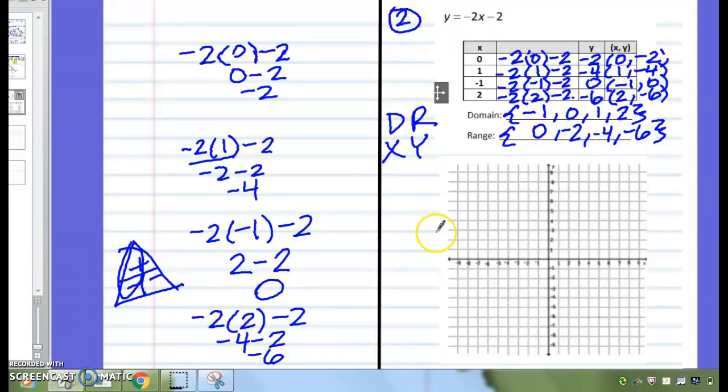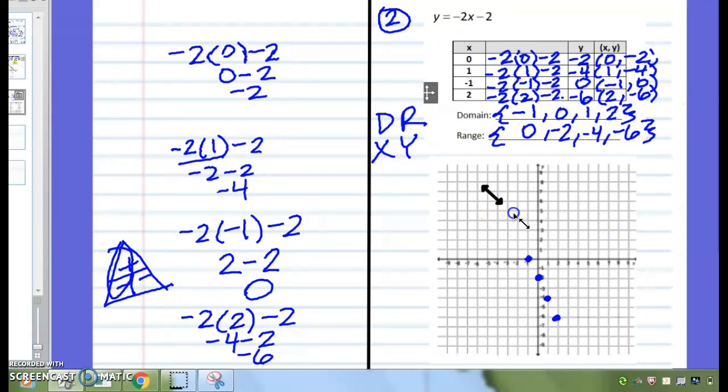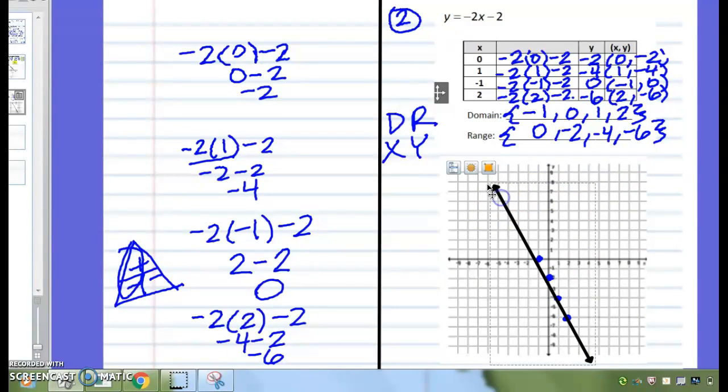So now we'll plot those points. And remember, if it doesn't form a line, we need to go back and check our work. Okay, 0, negative 2, 1, negative 4, negative 1, 0, and 2, negative 6. That looks good. So connect the points. And we have a line.